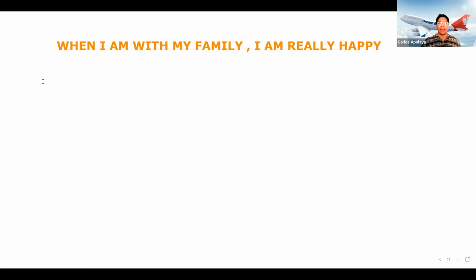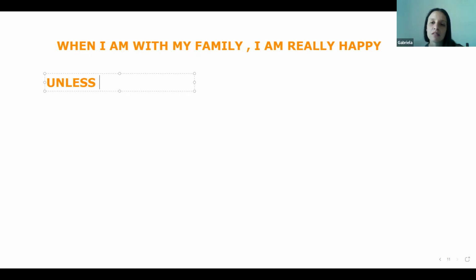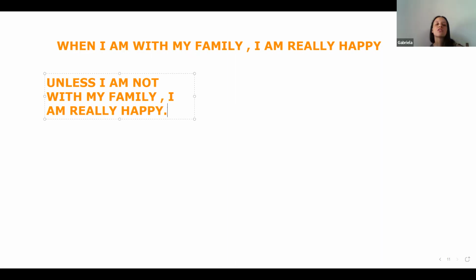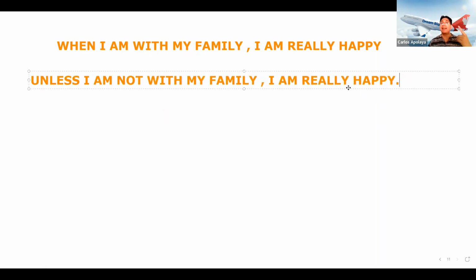Ahora, inglés, a menos que, ¿qué dirías? A menos que esté con mi familia, soy muy feliz, o a menos de que no esté. A ver, ponemos inglés, I am not with my family. I am really happy. Analicemos. Primero, I am not really happy. Dice, unless I am not. Quiere decir que sí. Si yo estoy con mi familia, soy muy feliz. ¿Te das cuenta? Dice, a menos que yo no esté con mi familia, soy muy feliz. O a menos de que yo esté con mi familia, soy muy feliz.